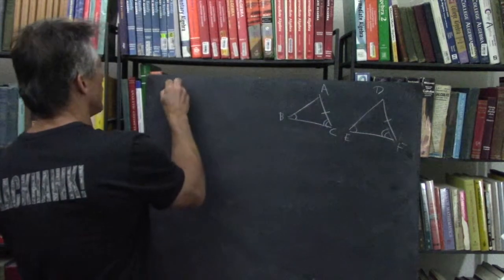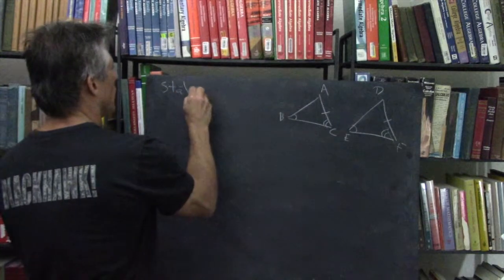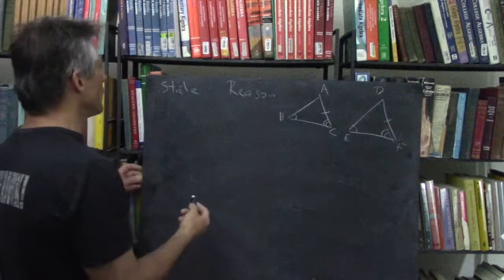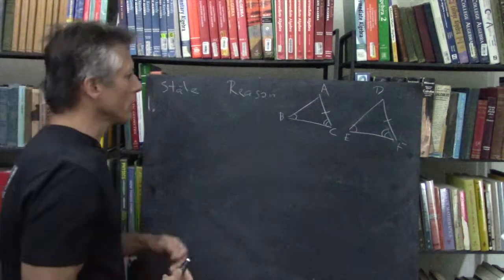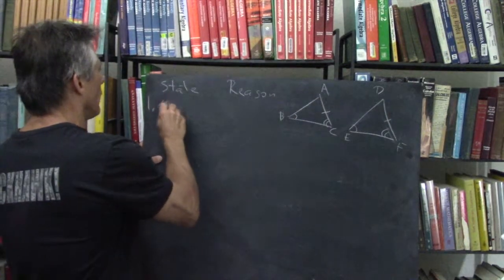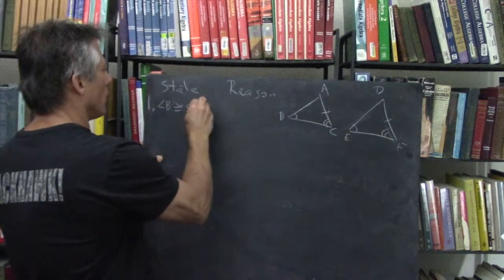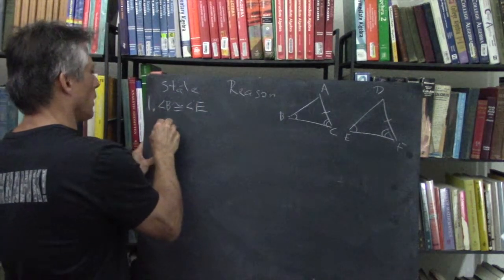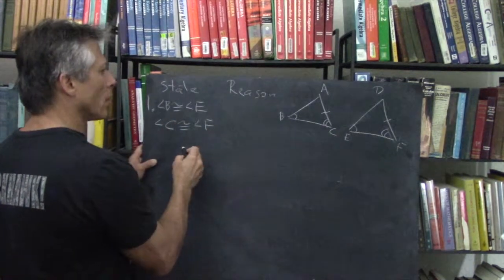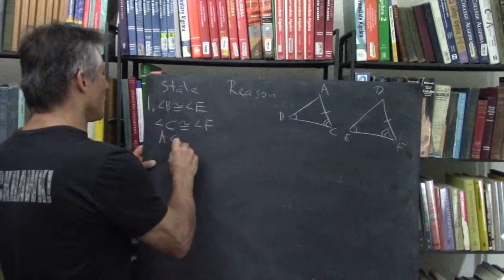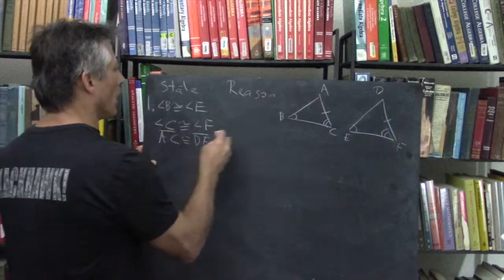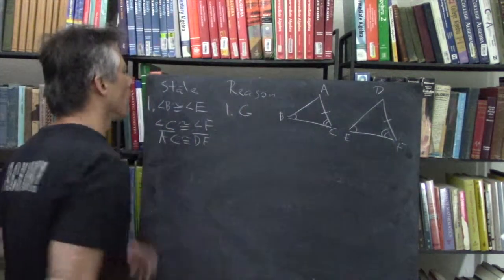So let's put our statements and reasons. So first of all, we have our given. We have angle B congruent to angle E, angle C congruent to angle F, and AC congruent to DF. All that is given.